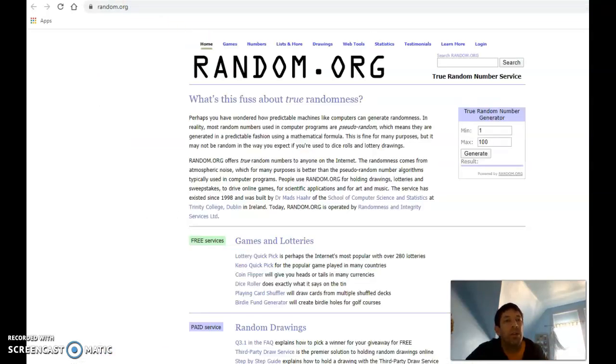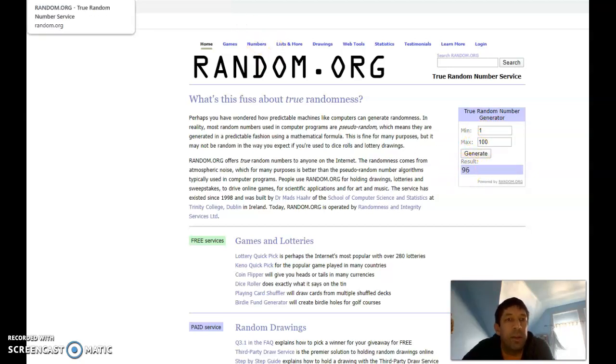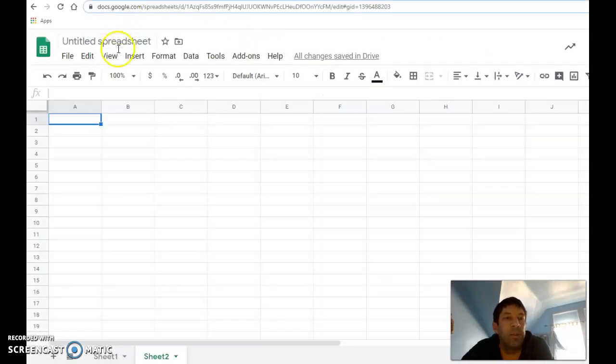We could also go to this website, random.org. On here they even tell you that a lot of machines like computers aren't completely random. And to be even more random, random.org uses the randomness of atmospheric noise, here it says, which is typically better than pseudo-random number algorithms that computers might use. So here again, 1 to 100 on the right side. If we click generate, it'll give us 96 for a random number. So that's another possibility.